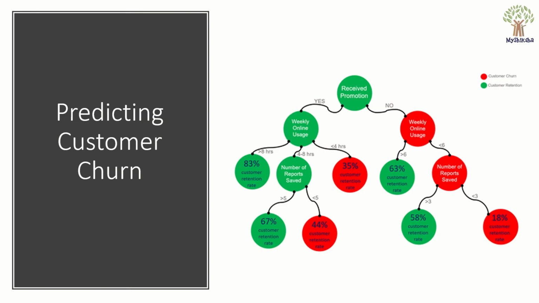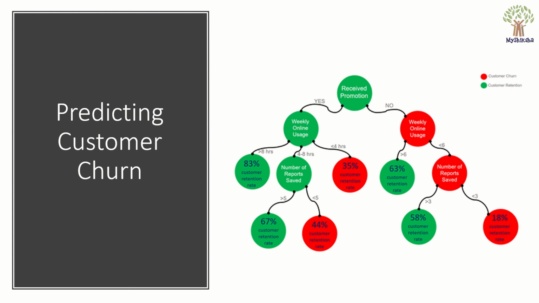So let's look at the example of customer churn prediction using a decision tree. How does a person react to a promotion that comes in? That's how we have drawn this decision tree. Received promotion, yes. Then weekly online usage: if it is more than 8 hours, most of the customers stay back. If it is 4 to 8 hours, you need to check the number of reports. If it is less than 4 hours, 35% of the time the customer leaves.